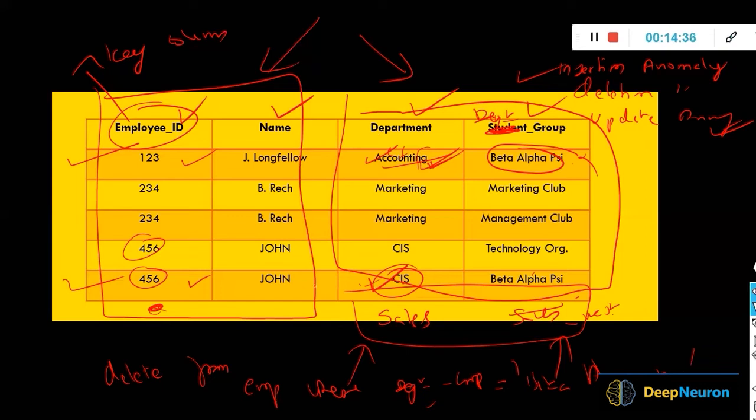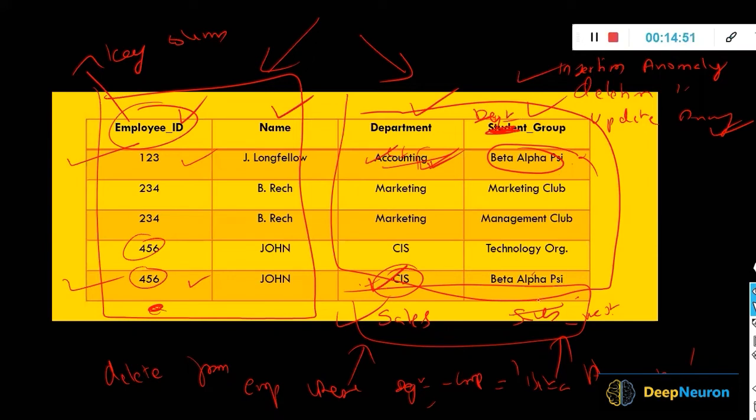Insertion anomaly: if I want to create and introduce a new department, you can insert it here, because all you need to specify is department ID, department name, and the location or group, something like that.